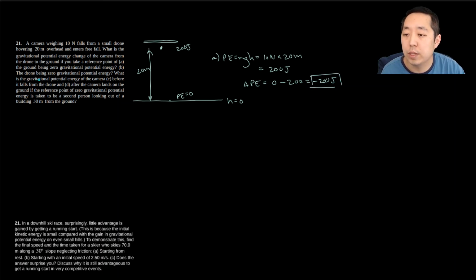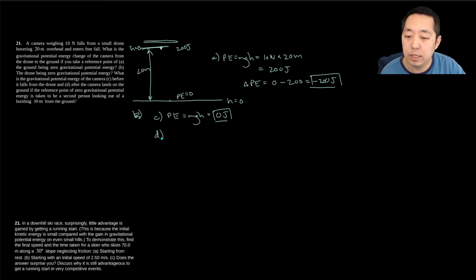Okay, B, the drone being 0 gravitational potential energy. So here we're going to say H is equal to 0. What is the gravitational potential energy of the camera before it falls from the drone and after the camera lands on the ground? So it's really C and D. Before it falls from the drone, if we say H is 0, then the PE up here would be mgh, with H equals 0. So this is 0 joules.